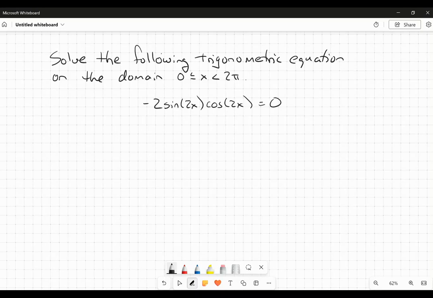Okay, hi everybody. So for this question here, we're going to solve the following trigonometric equation on the domain 0 to 2 pi. And we get negative 2 sine of 2x cosine of 2x equals 0. And this is similar to a previous question that I've looked over, but I'm just going to extend it in a kind of different direction here.